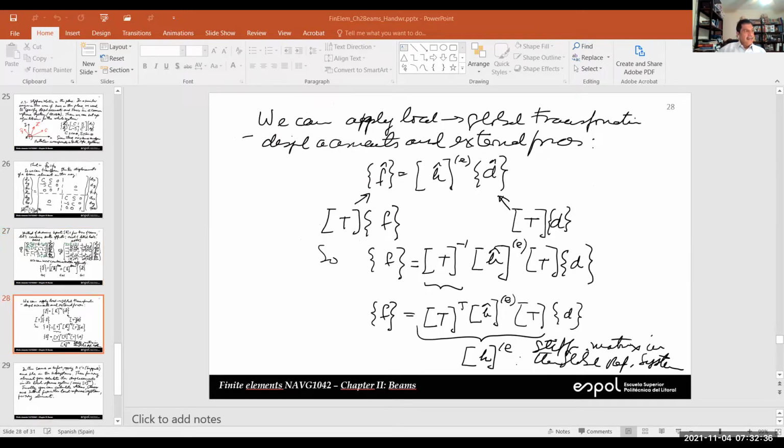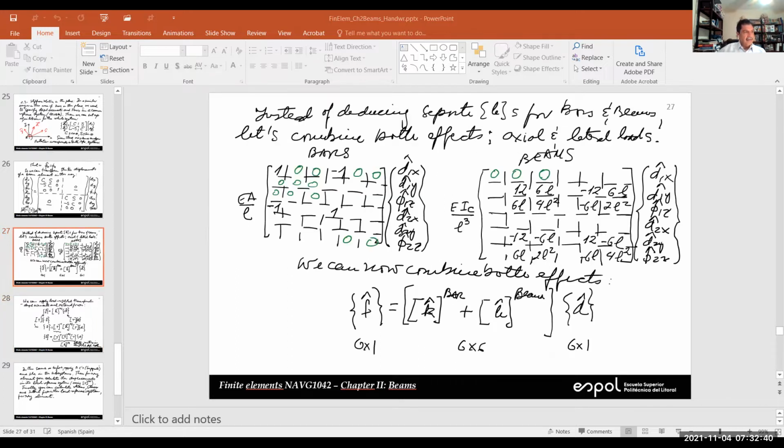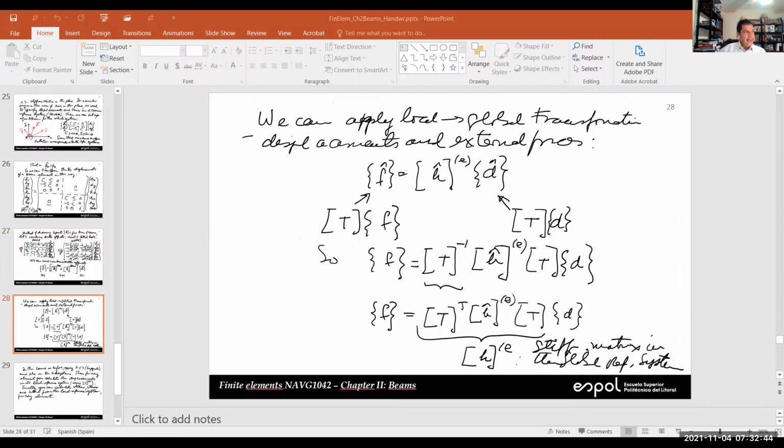This is a summary. Here we have both effects. We have this and we have that. So in here, I have EA over L and also EI sub C. All of this is in here.